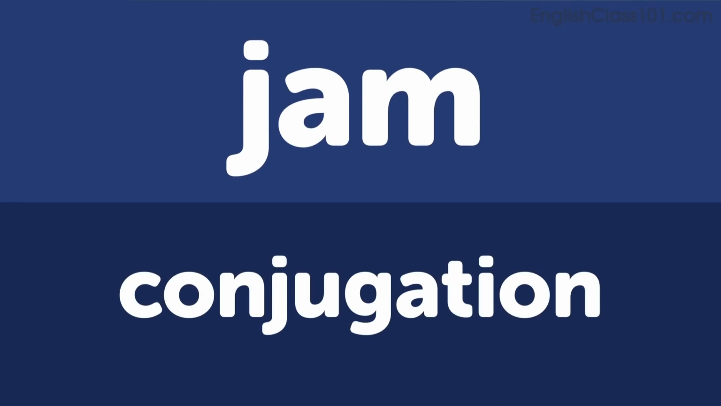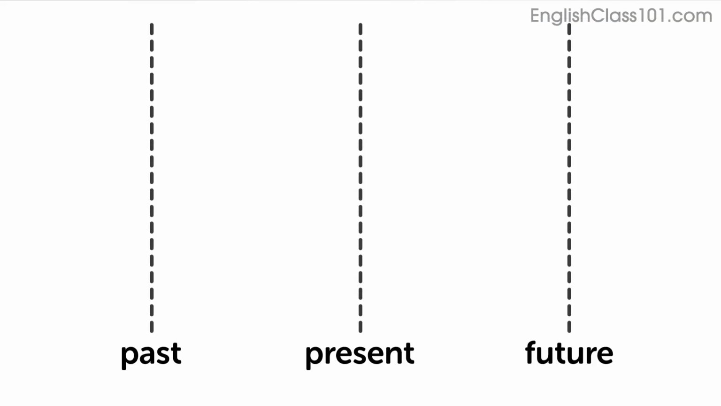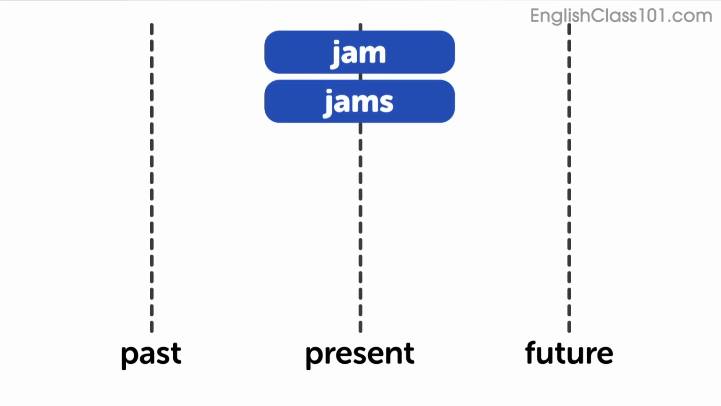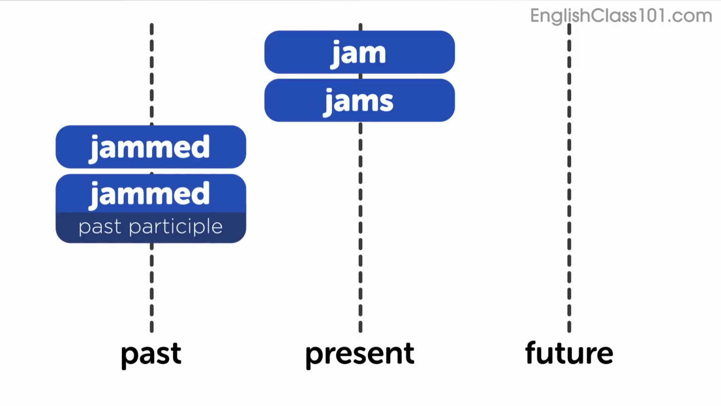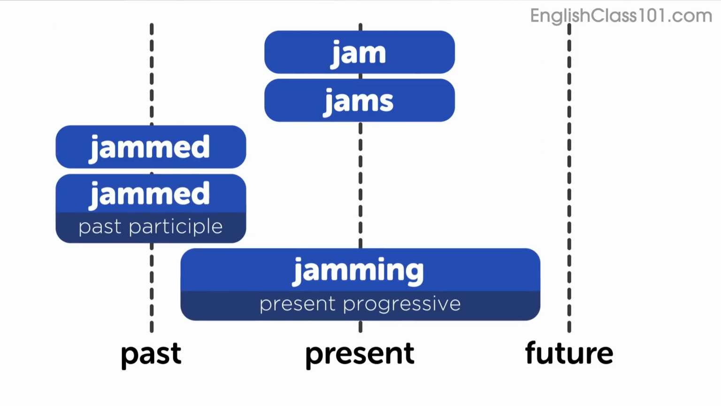Now let's look at the conjugations for this verb. Present, jam, jams. Past, jammed. Past participle, jammed. Progressive, jamming.